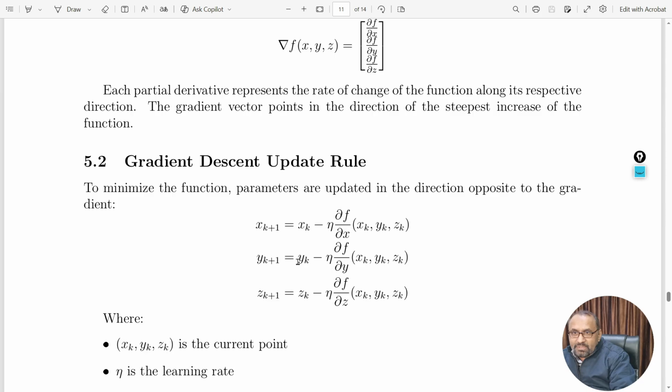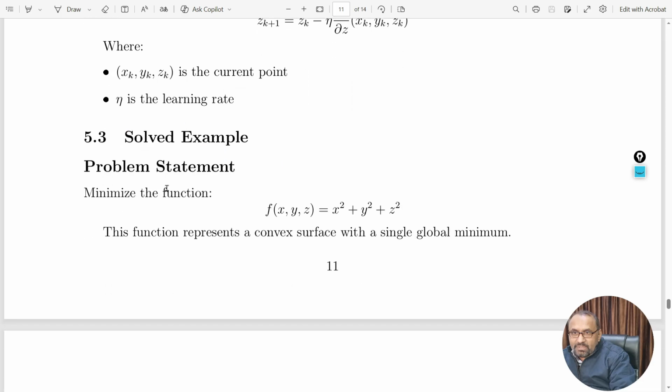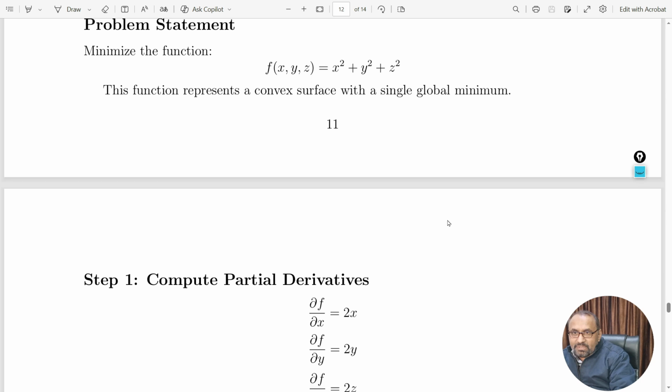Similarly, we have yk plus 1 and zk plus 1, where this is the current point and eta is the learning rate. And here also we try to put the problem statement example. This example is the same as we do for the 1 variable and 2 variables. So you must go through this example.